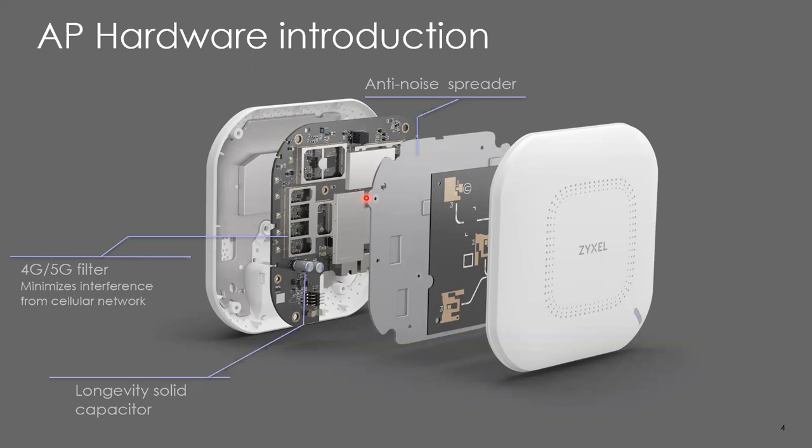So on a good, strong connection, it's not going to make a lot of difference, but for those edge cases, those users that are right on the borderline of where they can get a connection or not, this can make a big difference in allowing them to have a reliable connection where other APs would not.